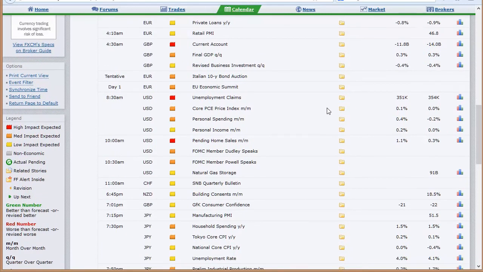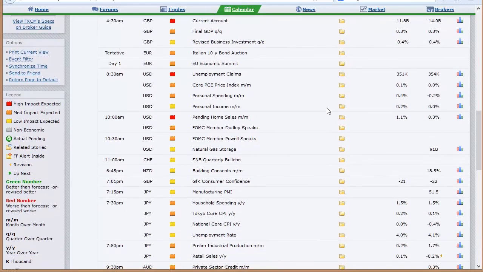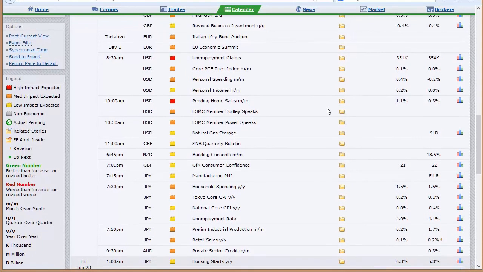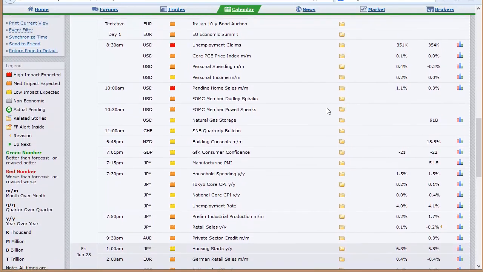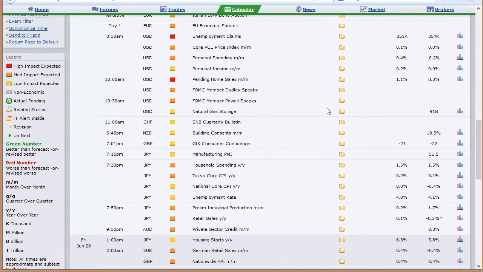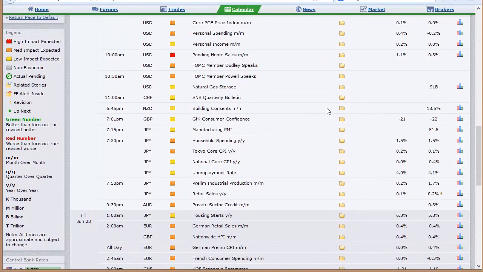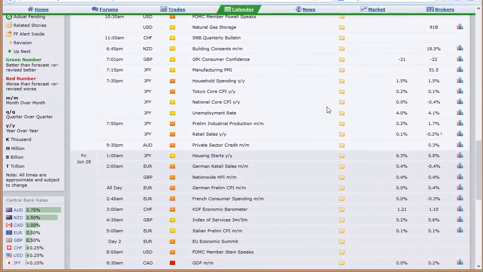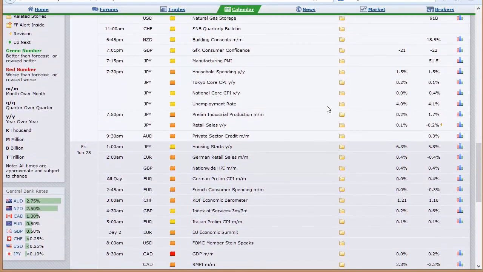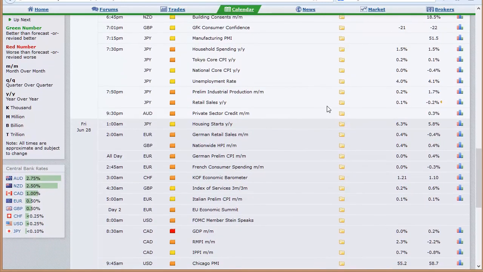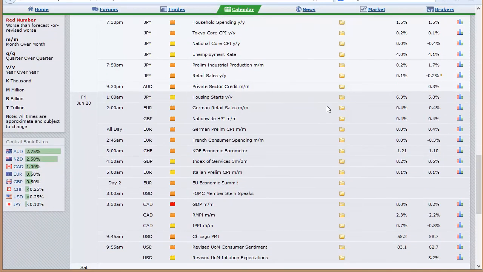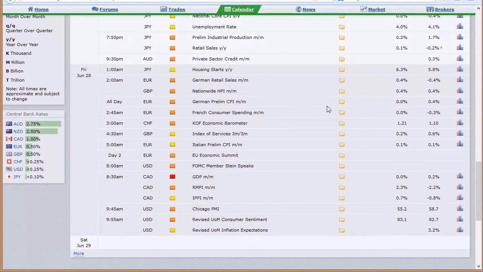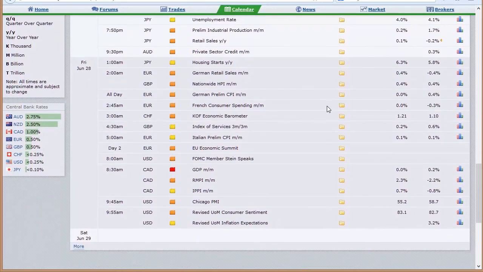The UK's current account and final GDP for the first quarter, along with their revised business investment data. The EU Economic Summit. We've got unemployment claims as usual Thursday morning here in the U.S., along with personal income and spending, some home sales data, natural gas numbers, and more Fed members speaking. Thursday night, Japan goes to town with manufacturing PMI, household spending, CPIs of various forms, unemployment rate, preliminary industrial production, retail sales, and Australia's private sector credit numbers at 9:30 p.m. Eastern Time on Thursday.